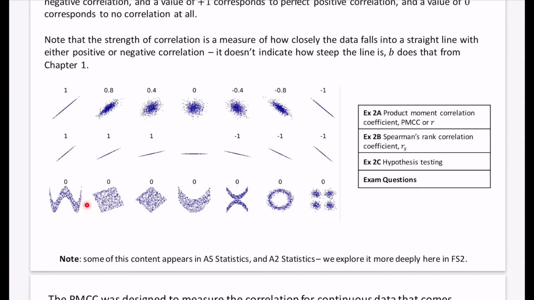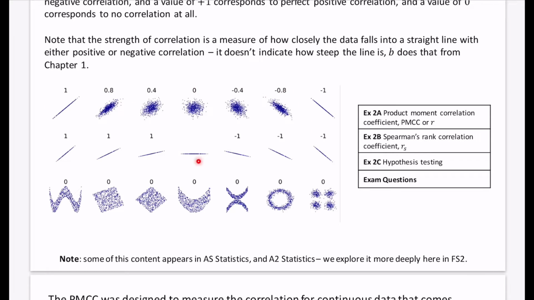And I included these just because, rather interestingly, all of these things here would come out with a correlation coefficient of 0, but clearly there is some kind of pattern going on here. So it really is only good for testing these sorts of linear senses of correlation. If there was some other underlying pattern going on, then we might need to measure it in a different kind of way, because these all have 0, implying there's no correlation, but clearly there's some kind of pattern going on with these. Obviously, we're not going to look at this at all.